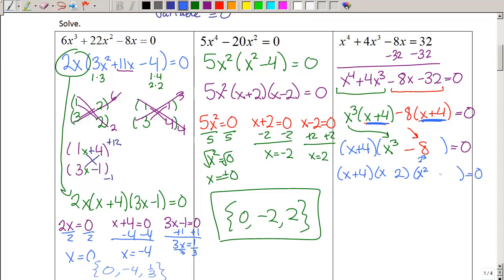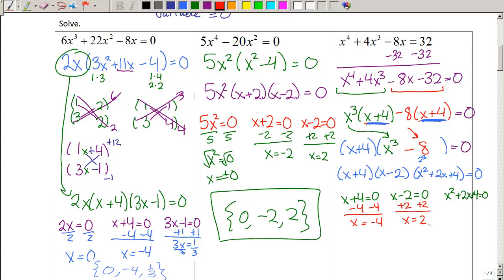Using my formula, I have x squared plus 2x plus 4. And now each of these factors are completely factored. Each one of the factors are what we call prime. So I set each of the factors equal to 0 in order to solve. The first 2 are linear, and I can get my solution with some simple operations. So I'm getting -4 and 2.